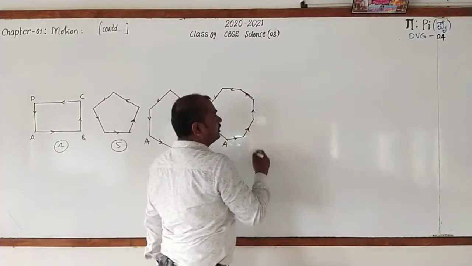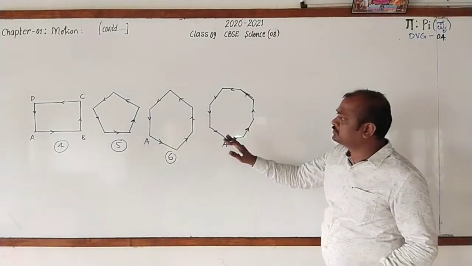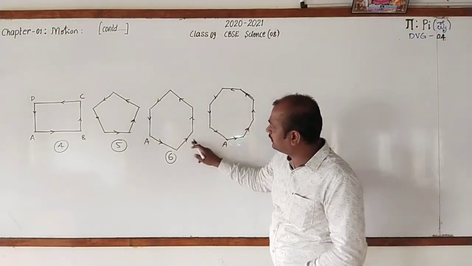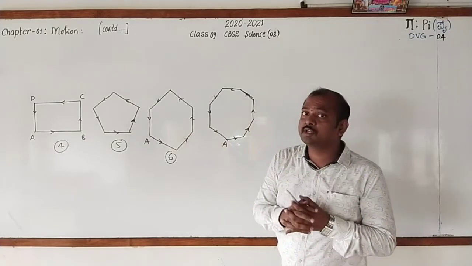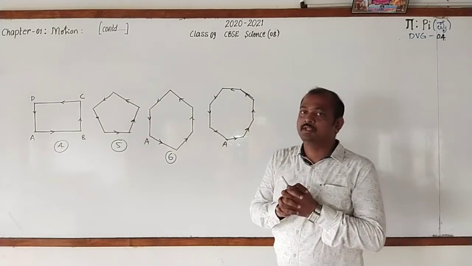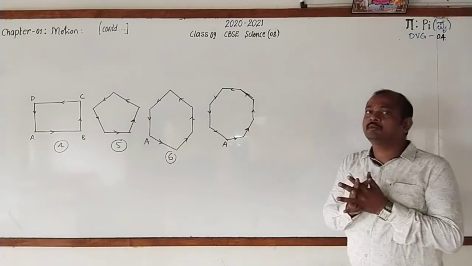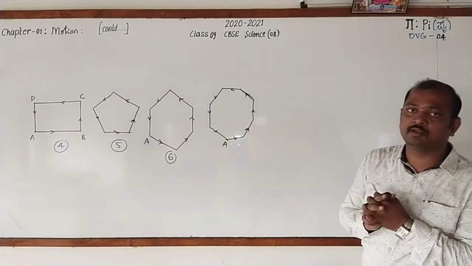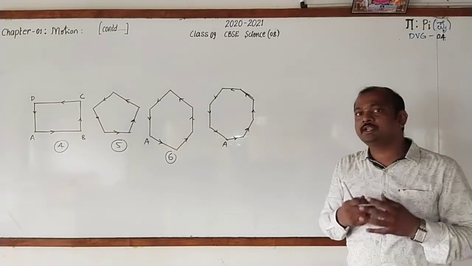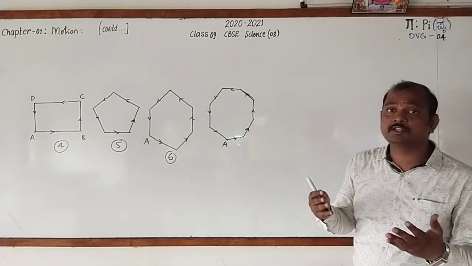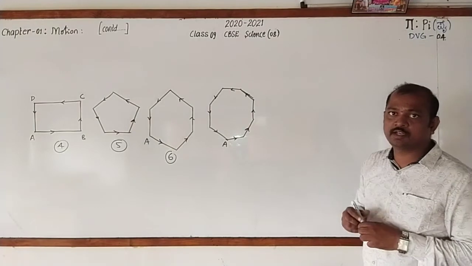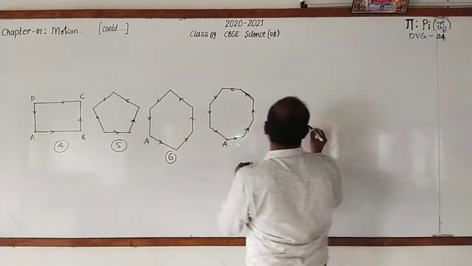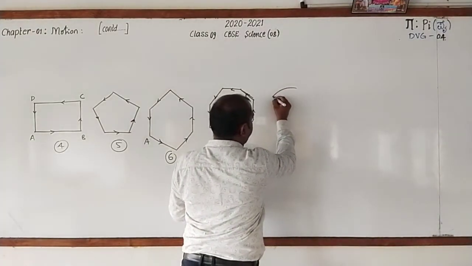Now, here the body is changing its direction at different points. Then what do you say about the speed of the body? Can we say the speed of the body is changing? If the body is changing its speed, then can we say that its motion is accelerated? Yes, it is accelerated. Now I am going to take one more closed path.